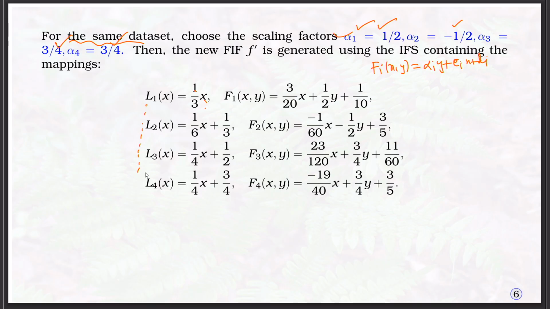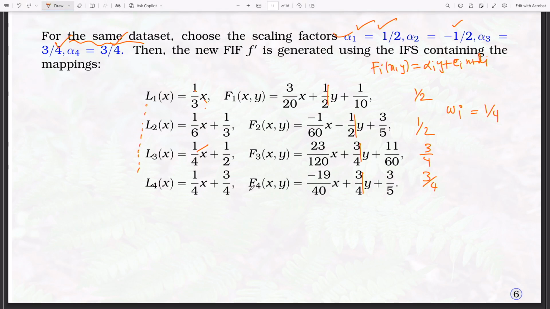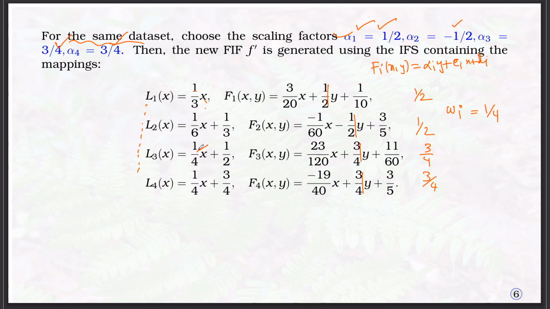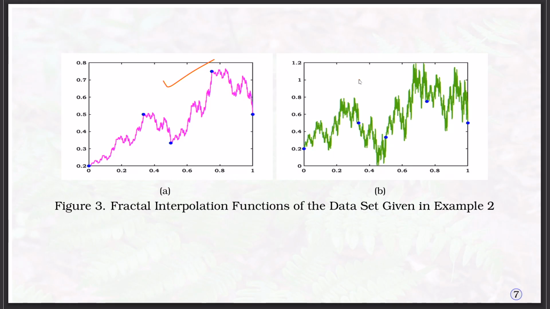Whereas in the vertical direction, one can check the contraction factor is 1 by 2, here 1 by 2, here 3 by 4, here 3 by 4. So if you find the maximum, the contraction factor of this pair is 1 by 2, this pair is 1 by 2, this pair is 3 by 4, this pair is 3 by 4. Therefore, the contraction factor associated with these 4 maps Wi is 3 by 4. Therefore, the fractal interpolation function generated by this iterated function system is given here.